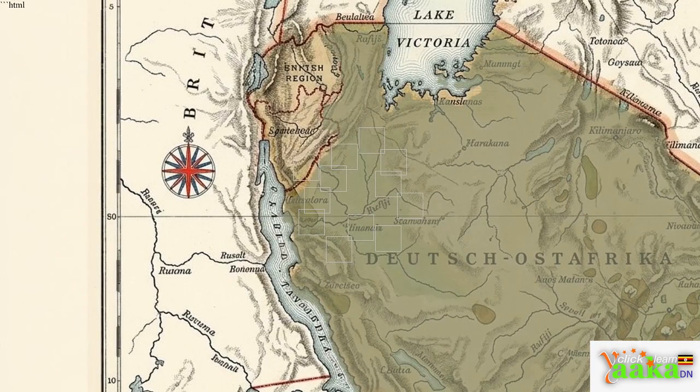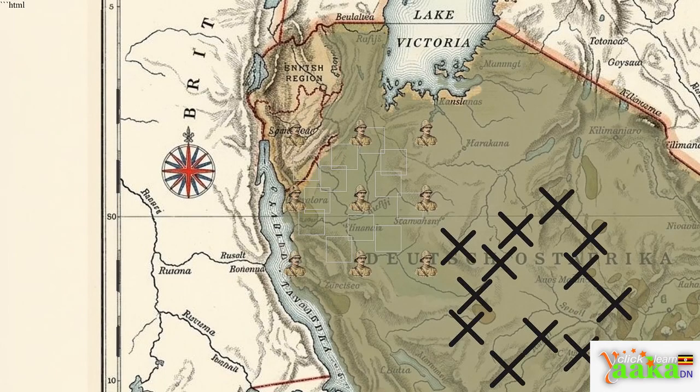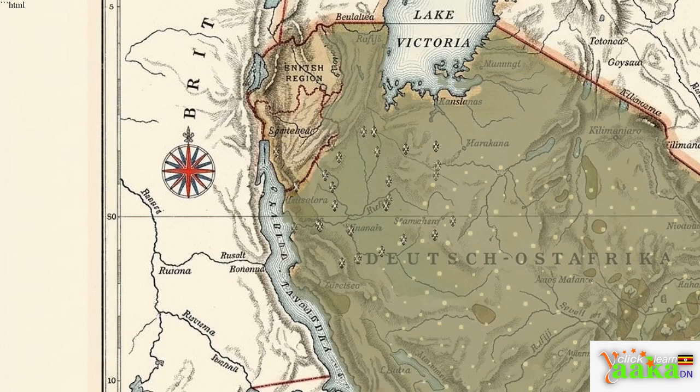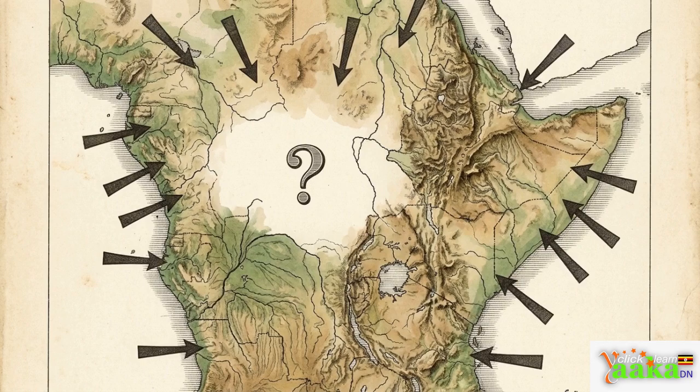Direct rule bypassed traditional African leaders in favor of an entirely foreign administration. The primary reason for this was social structure. Unlike the centralized kingdoms of Uganda, many societies in Tanganyika were highly decentralized. There were no powerful central kings for the Germans to co-opt into a hierarchy. Without a local command structure to use, the Germans brought in outsiders.